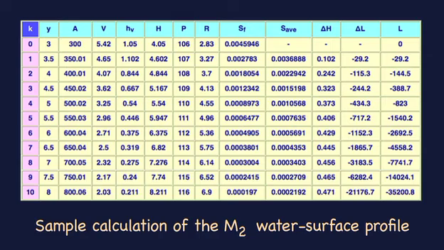This table shows the completed sample calculation of the M2 water surface profile. Note that by using 10 depth intervals, the total length of the M2 profile is 35,200.8 meters.